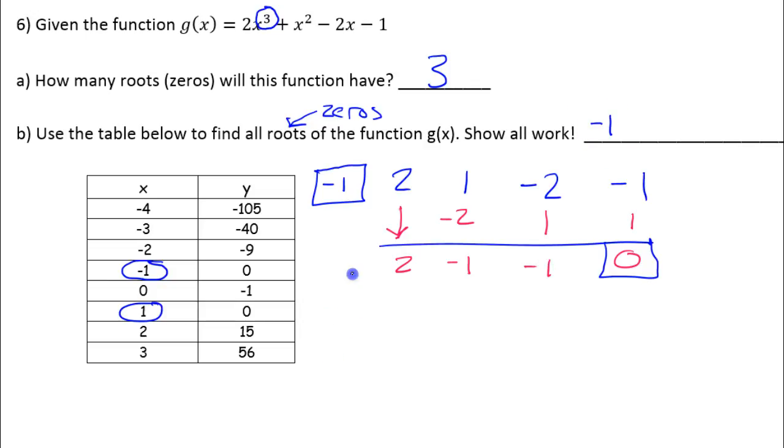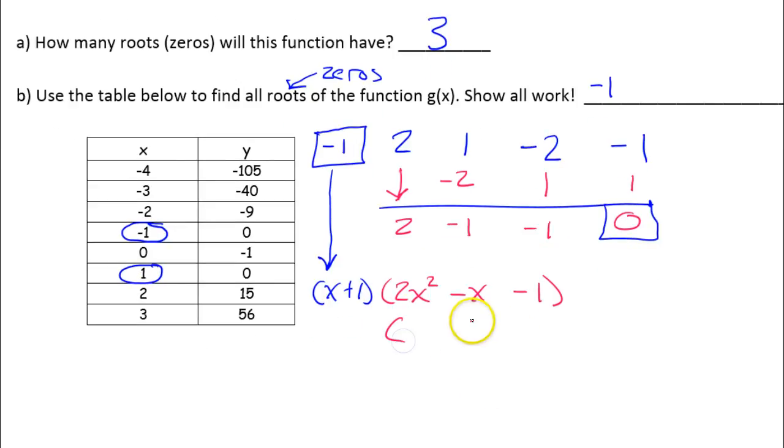So this -1 gives us a factor of x plus 1. All right, just keeping track of what we have. Now, this 3-number sequence is 2x squared minus x minus 1. So that's what we have factored down to so far. If I want to find the other zeros, including the +1, I will go ahead and factor this some more.